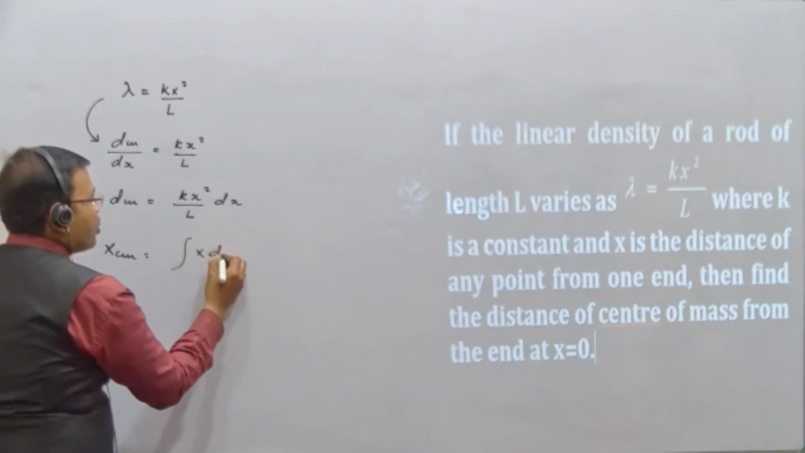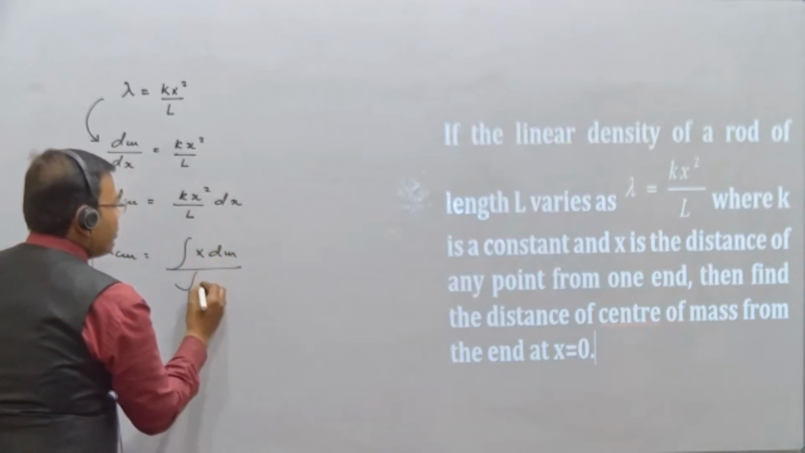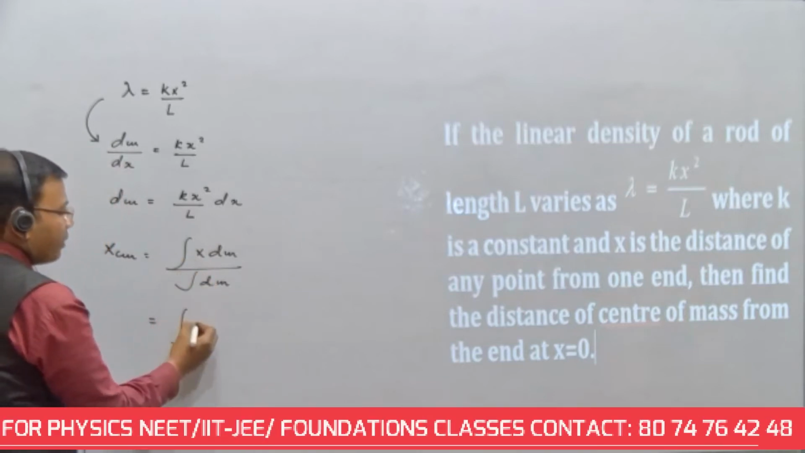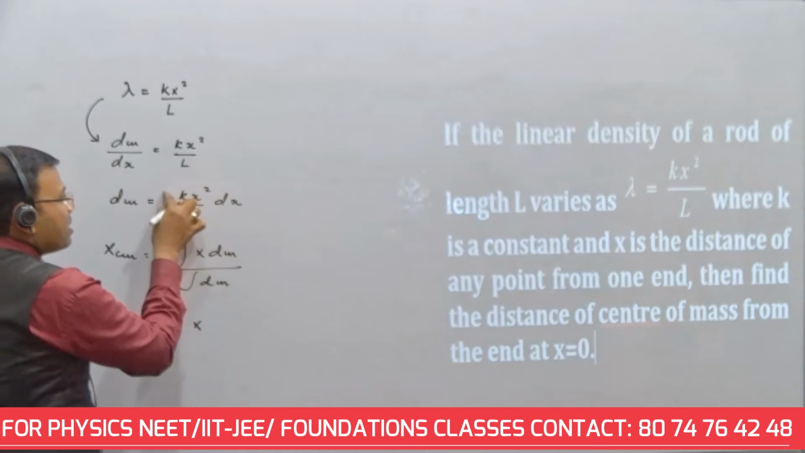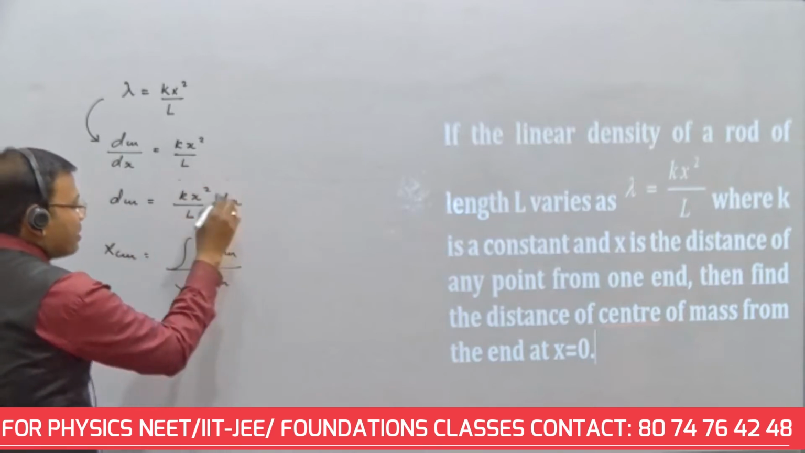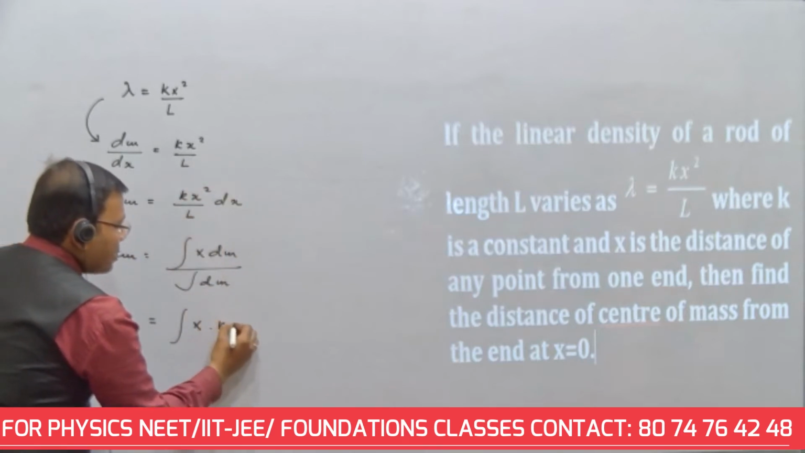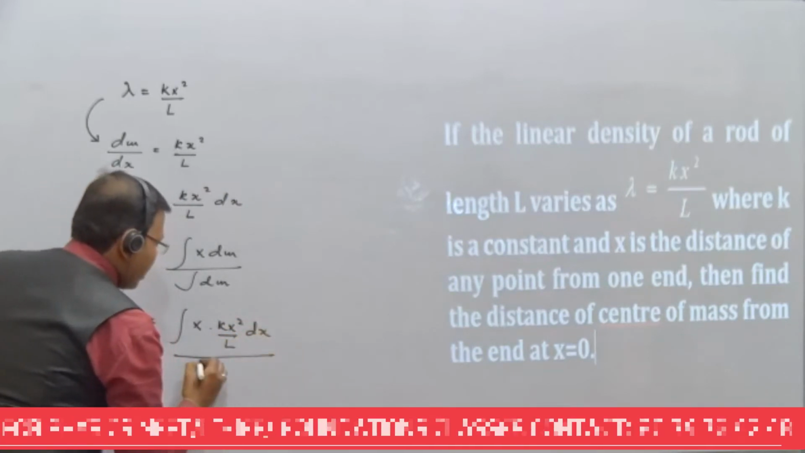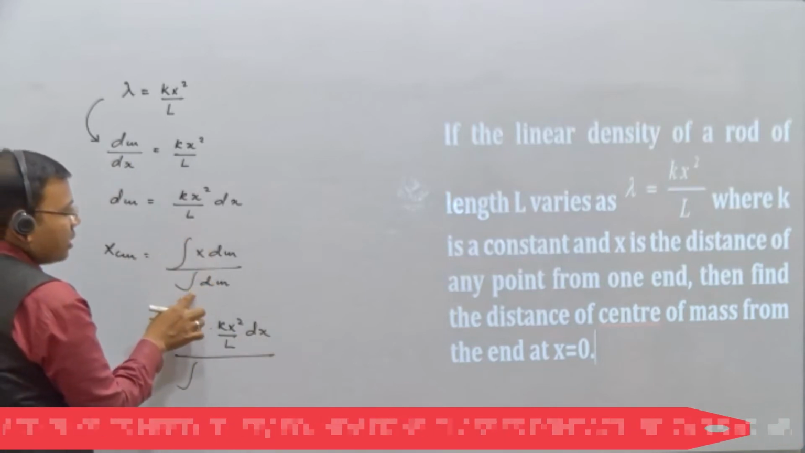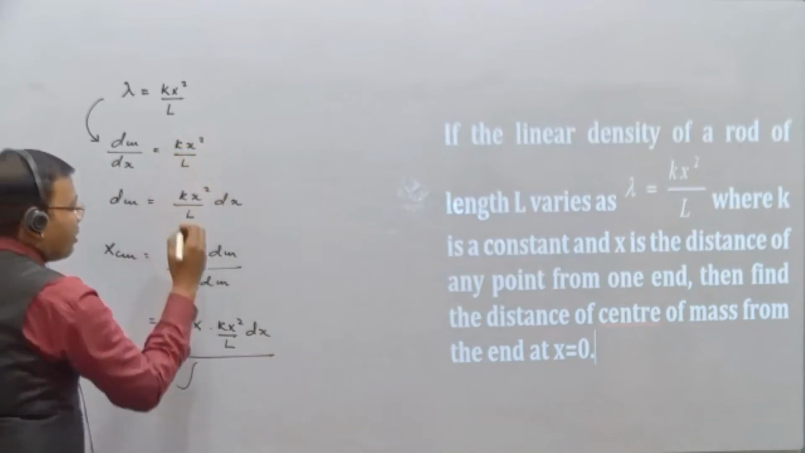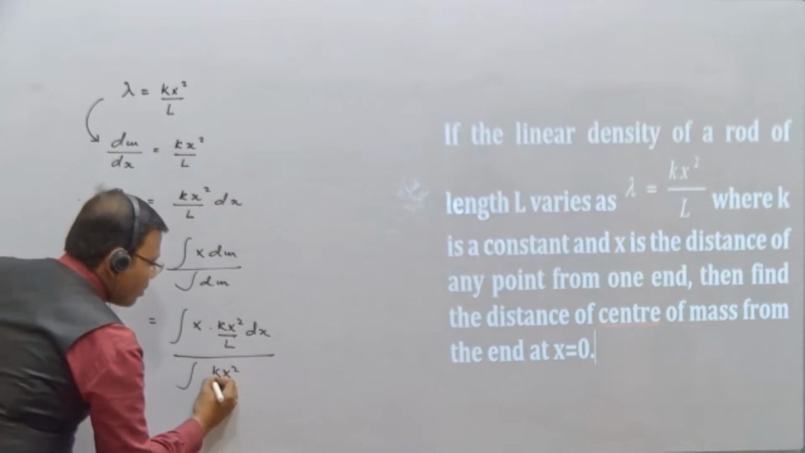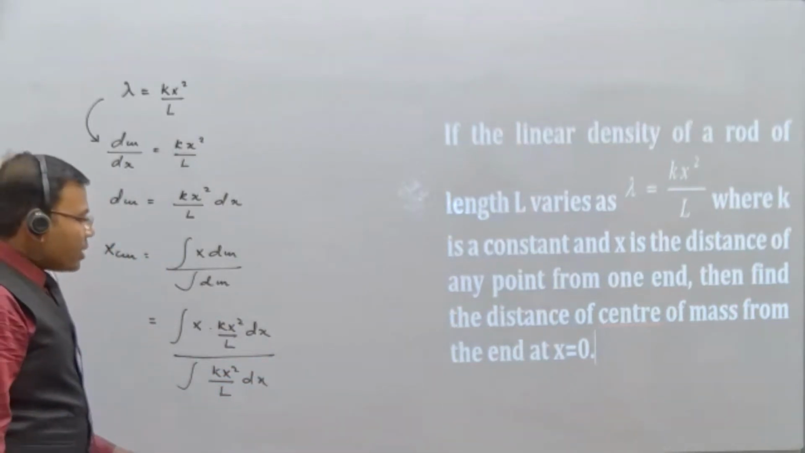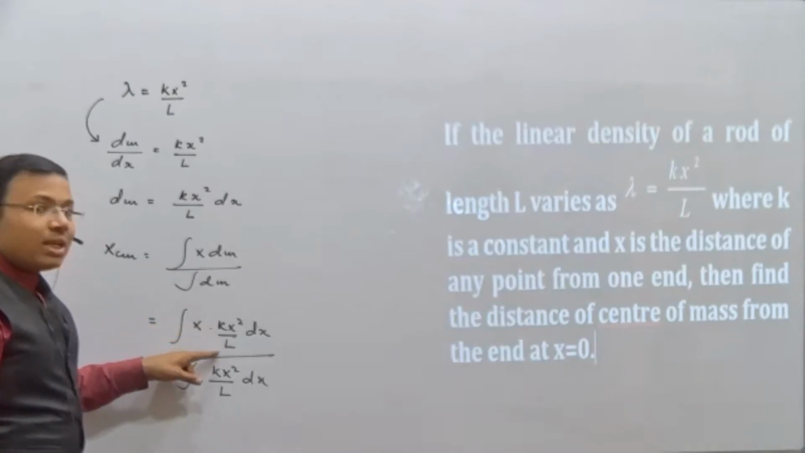integration of x dm by integration of dm. Now let us see. What is x? x as it is. But what is dm? dm is this part: kx square by L dx, divided by integration of dm, which is kx square by L dx. Now students, you can see clearly k by L is a constant.